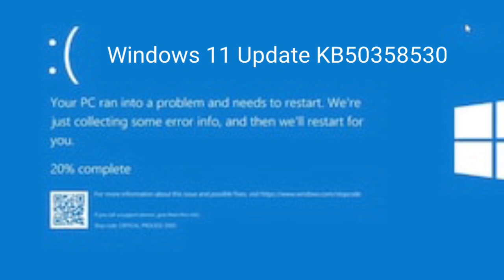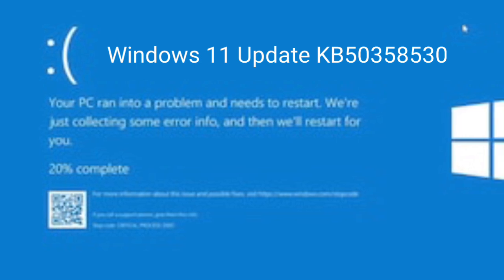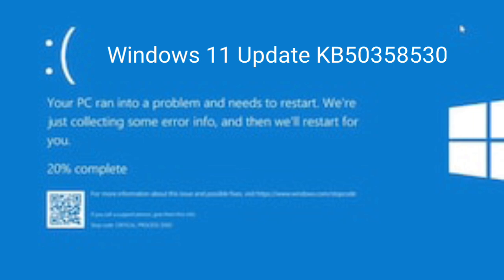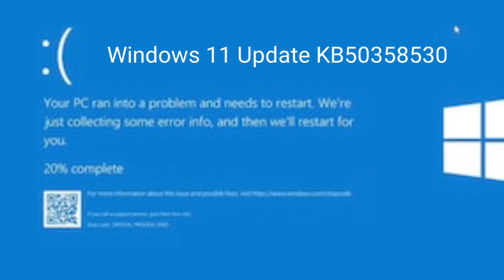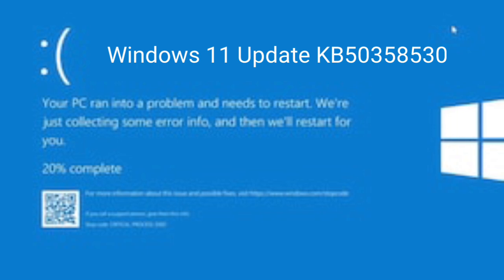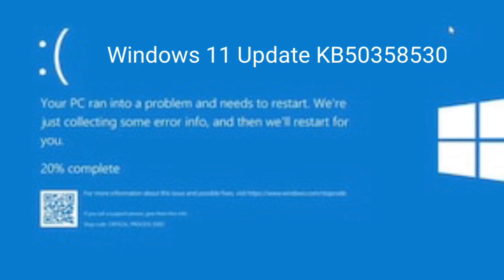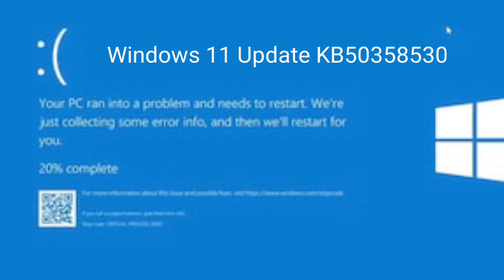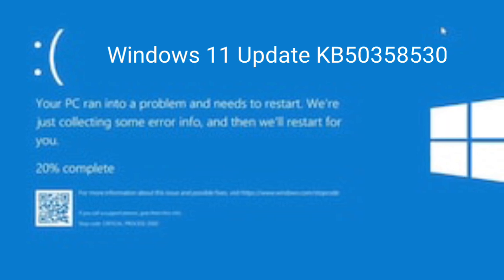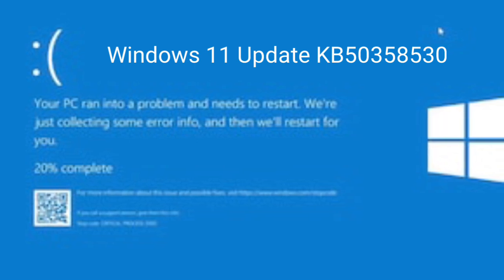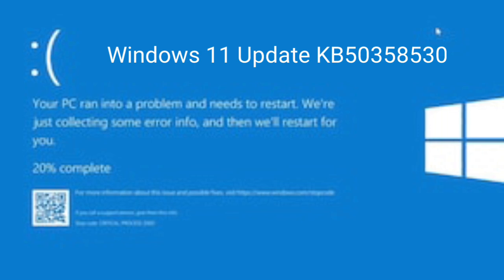So this is the major issue because the CrowdStrike company has updated a KB, sorry, 5035 8530. So this is the update. After updating this, the Windows blue screen is coming around the world, and systems are crashing and restarting again. So this is the major problem. How to fix this problem?